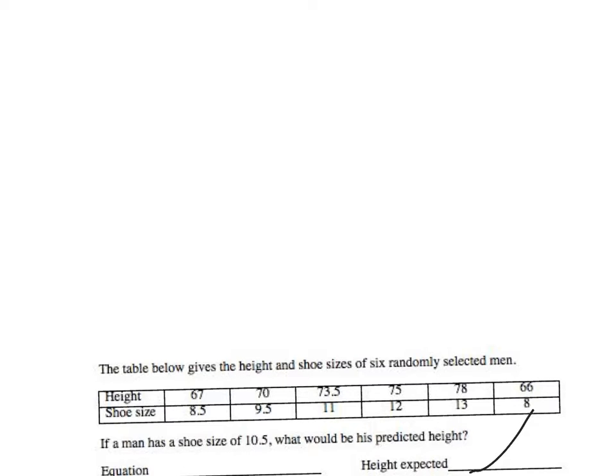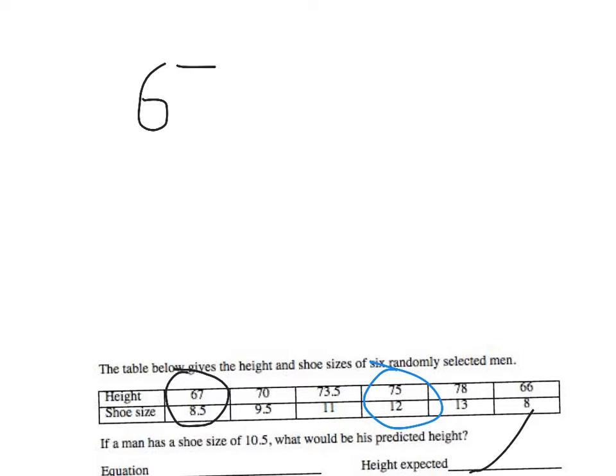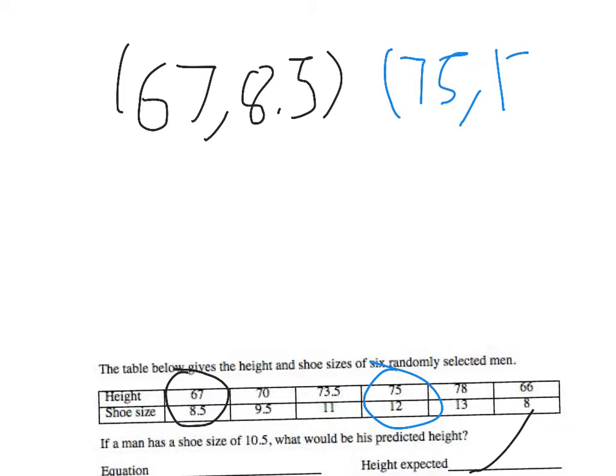Alright, so my 2 points that I have chosen are 67 over 8.5 and 75 over 12. So let me write that over here. And 75 over 12. Alright, so I'm going to put these in coordinate form. So I will put 67 for the height and 8.5 for the shoe size. And then the other is 75 for the height and 12 for the shoe size.